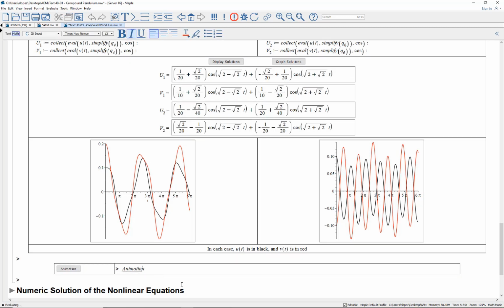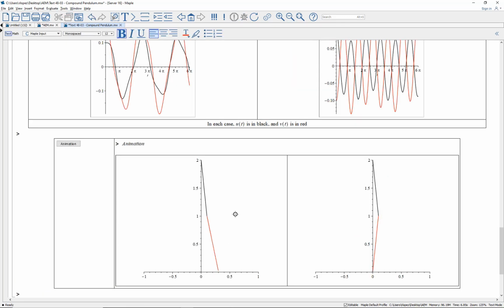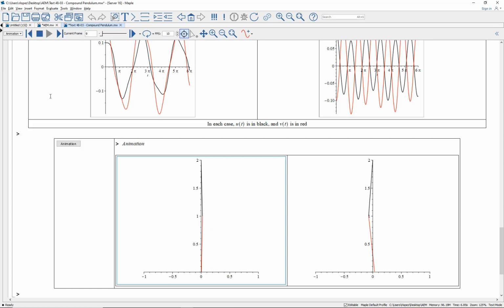So what you get here, let me set this to run. Then I'm going to run it. Okay, so on the left you see the two bobs moving more or less in phase, and on the right you see the two bobs moving more or less out of phase. So this is what you can extract if you've got a tool like Maple that you can draw some graphs and so forth.